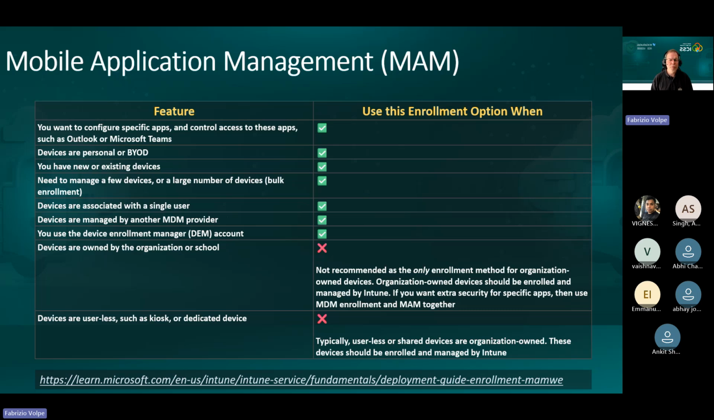So if you want to configure specific apps, like Outlook and Teams, if the device is personal, if it is a new device, for example, something that you just take out of the box, you start your personal phone, and then you install your work profiles. And in that case, I want to control it. It works both in bulk or small environments. There is no real problem about the numbers.